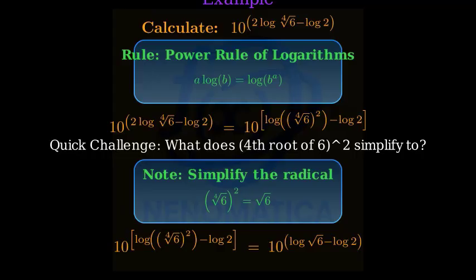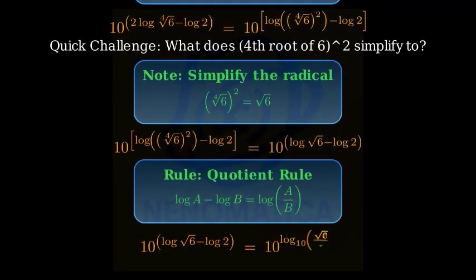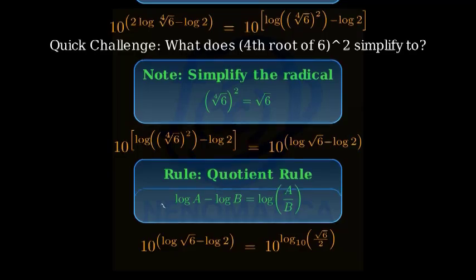Square the fourth root of 6. That equals the square root of 6. Replace that part with square root of 6. Step 3. Use the quotient rule of logarithms. Log of a minus log of b equals log of a over b. Combine the two logarithms into one.